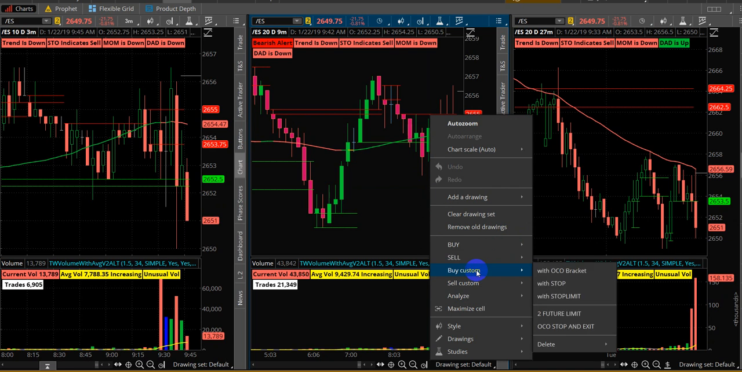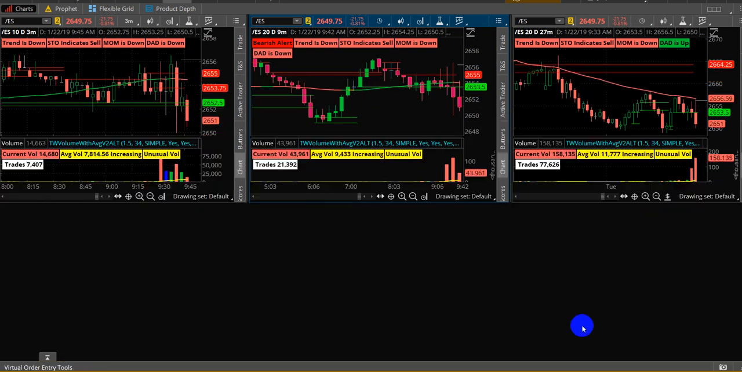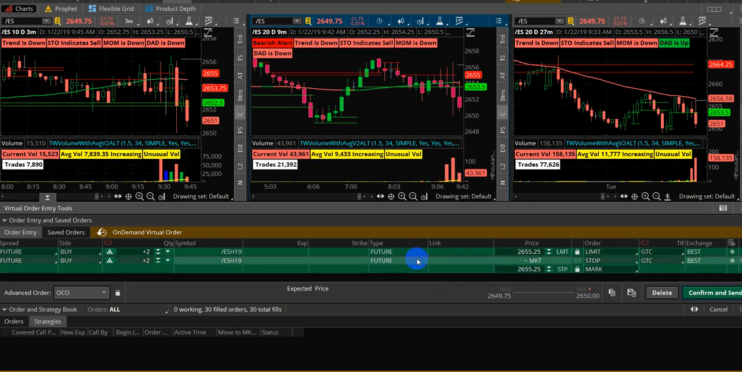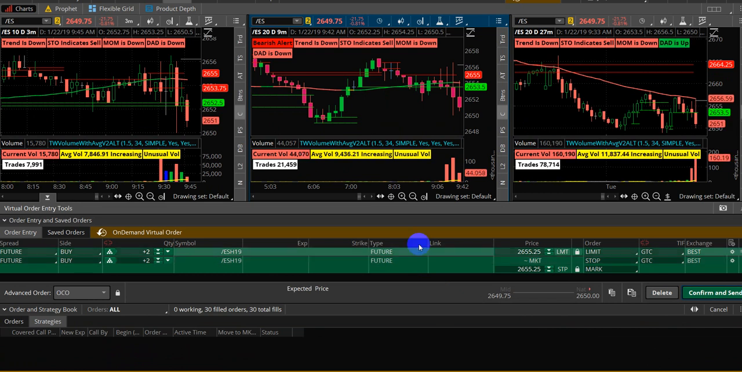Okay, we're going to buy custom because this is going to be a stop. Do it there. Now we got in at 2652.75. Let's take about 5 points off of that. That's going to be 6 points. Let's call it 2646 as our exit point.